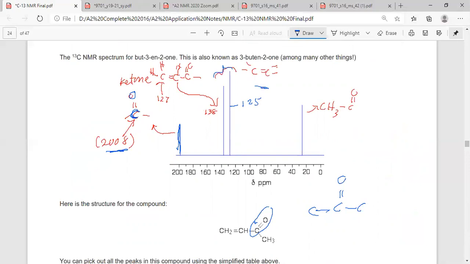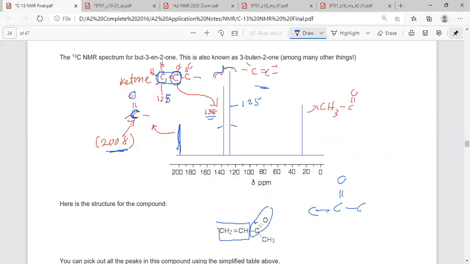That means these two carbons here will be these two peaks. So which one will have the higher value? Of course, the one nearer to the carbonyl, so this one will be 138. The further away one will be 125 or upper 125.